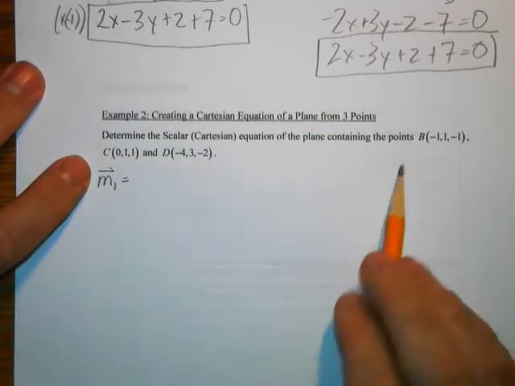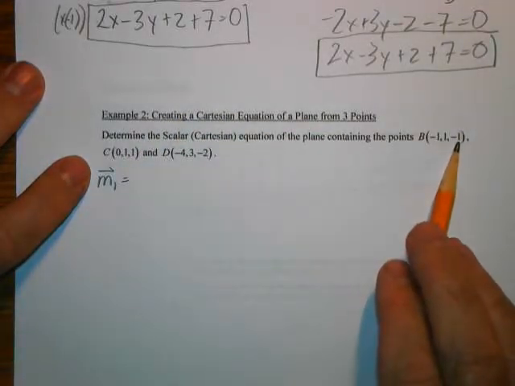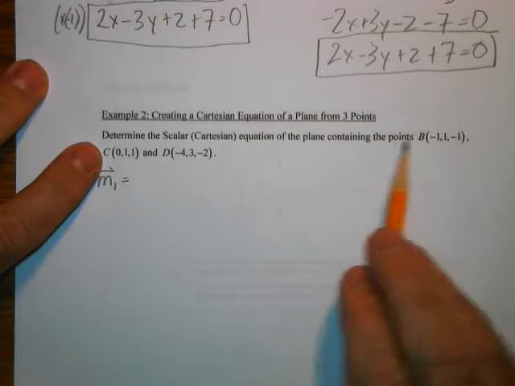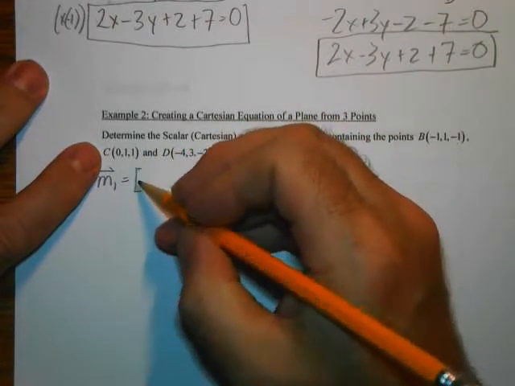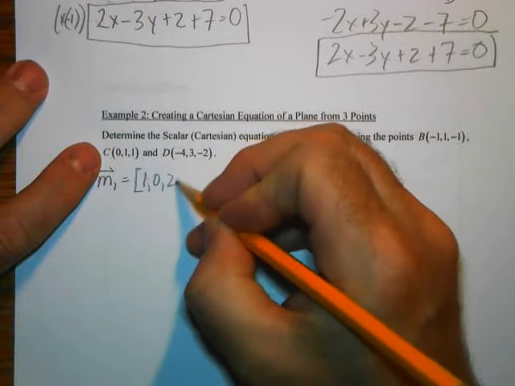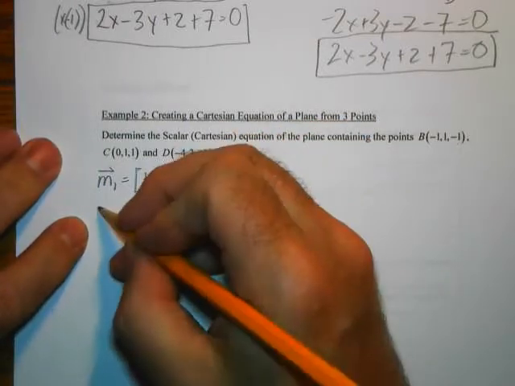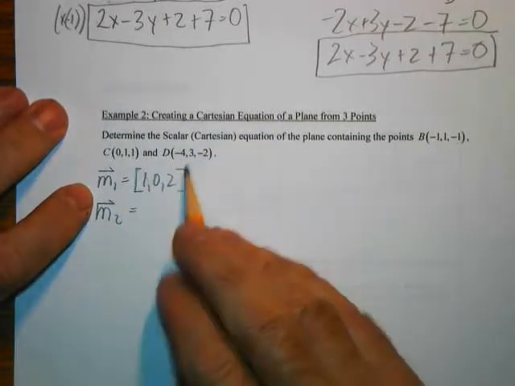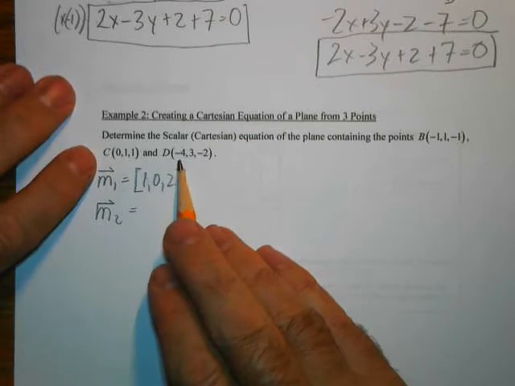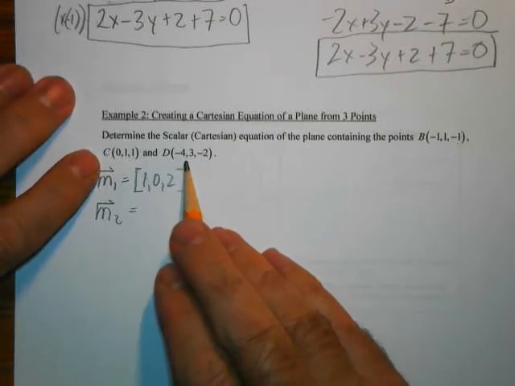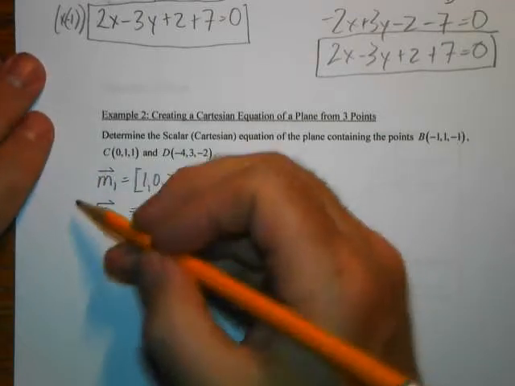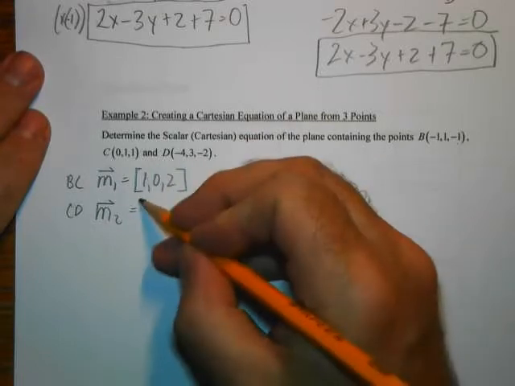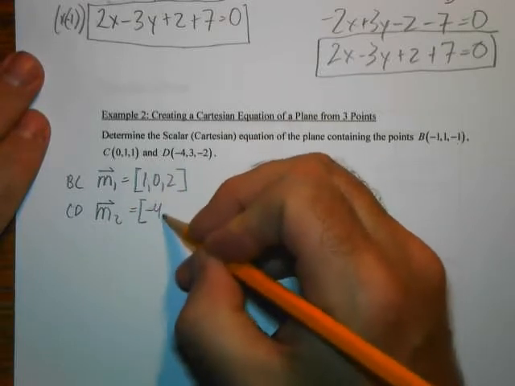Okay, so I believe, which points did I use? I used BC. With BC, I got a direction vector of 1, 0, 2. And then I did another direction vector. I didn't actually write down what I used. I used C and D for this one. So C, D, B, C. If I use C and D, I get direction vector -4, 2, -3.